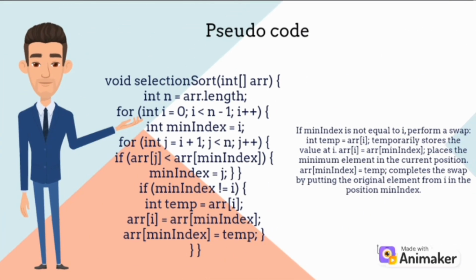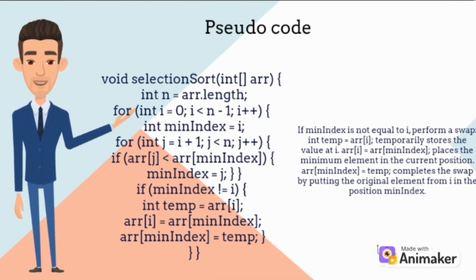If minIndex is not equal to i, perform a swap. int temp = arr[i] temporarily stores the value at arr[i]. arr[i] = arr[minIndex] places the minimum element in the current position. arr[minIndex] = temp completes the swap by putting the original element from i in the position minIndex.